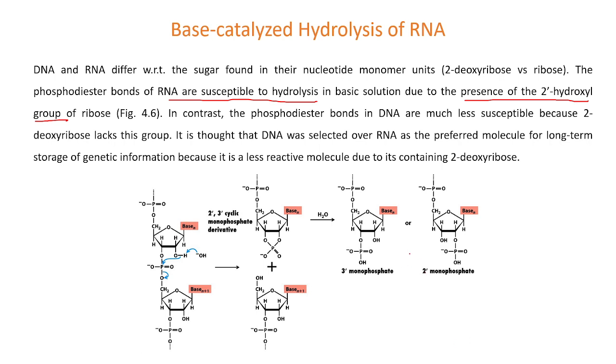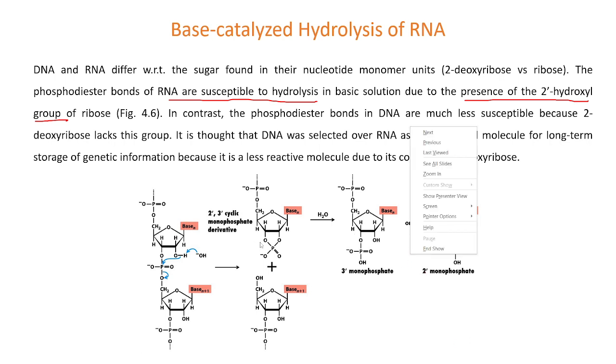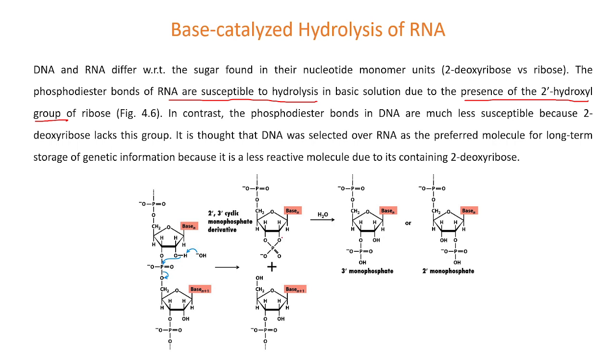attack over this or this. So depending on which side the water molecule is attacking, you get the different monophosphate, that is the 3 prime or the 2 prime. So this is about the base catalyzed hydrolysis of your RNA. This also comments on why your RNA is less stable than your DNA, because of its susceptibility to hydrolysis.